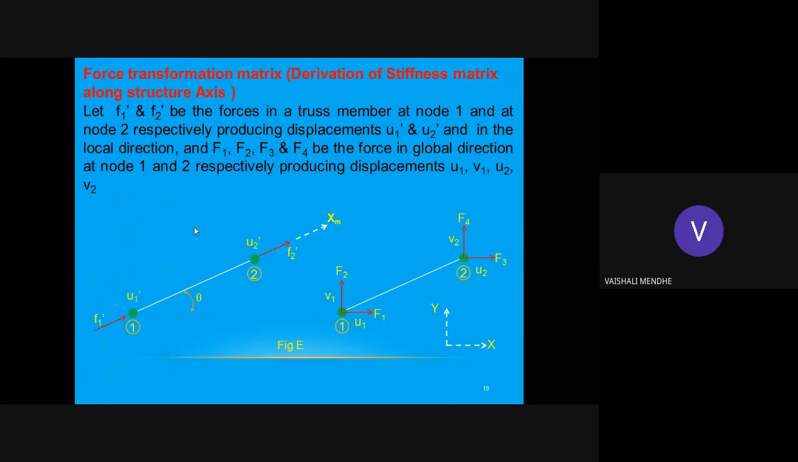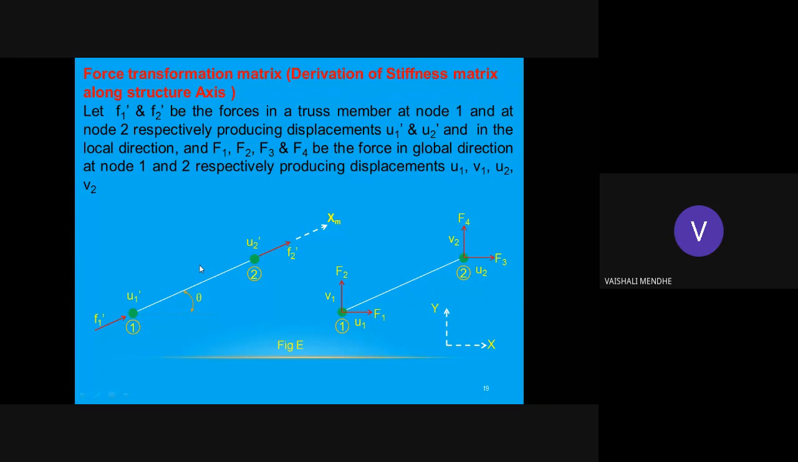Then the third derivation, we will see the force transformation matrix, or it can be asked as the derivation of the stiffness matrix along the structure axis, or along the global axis. Okay, so this is the third derivation.